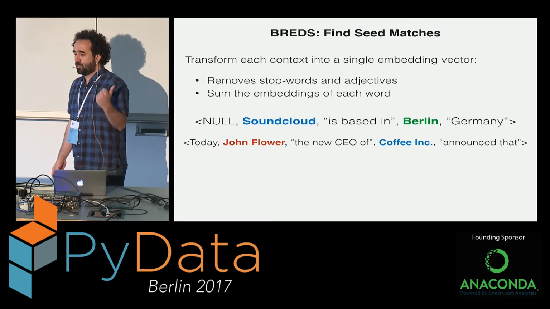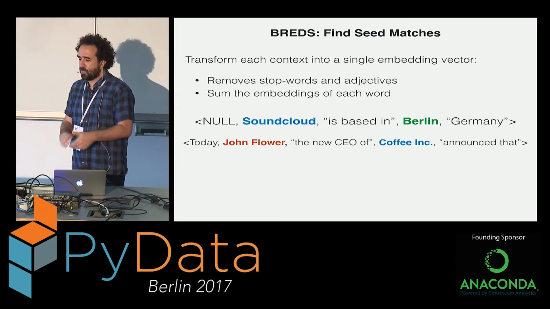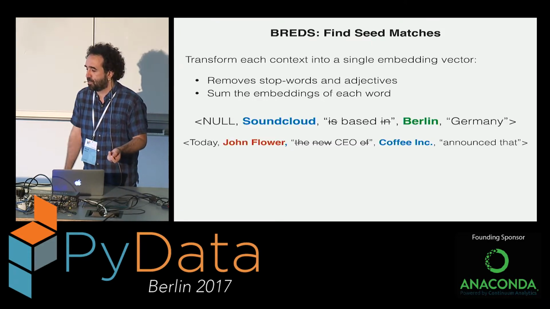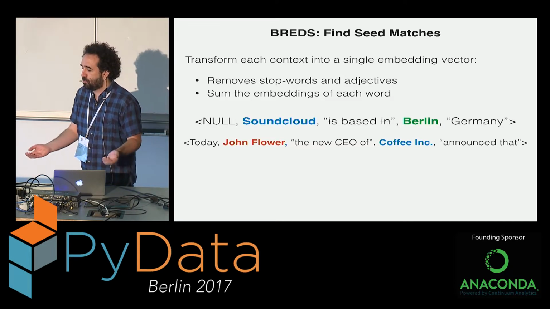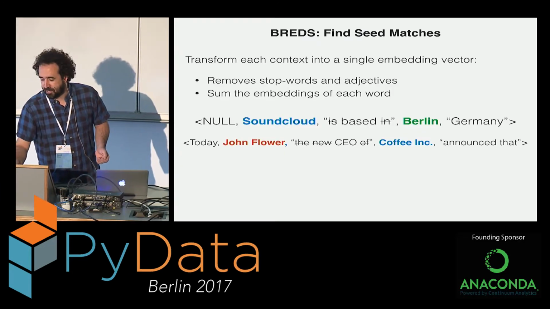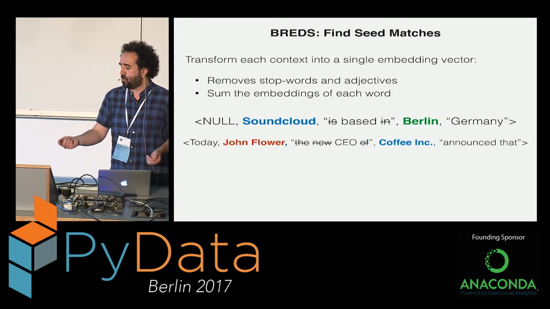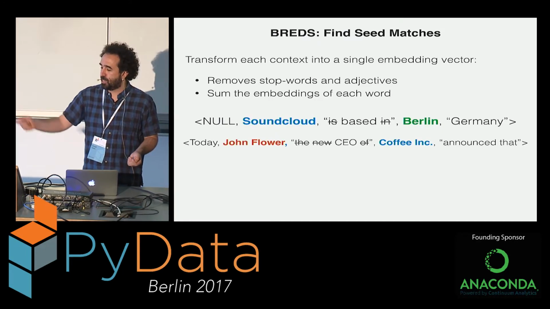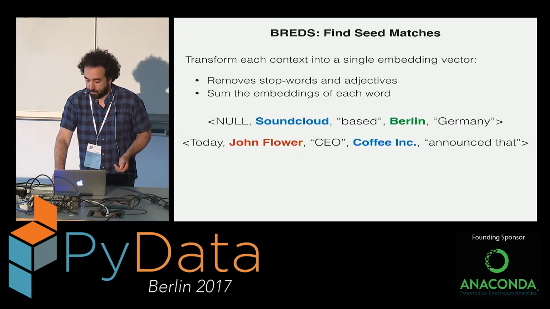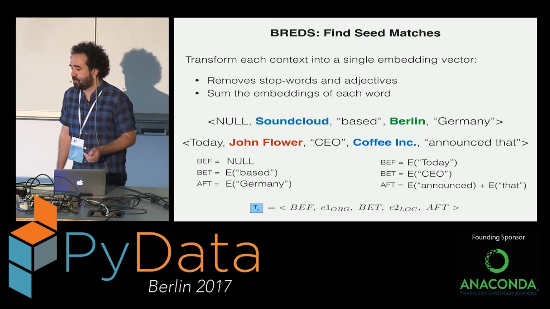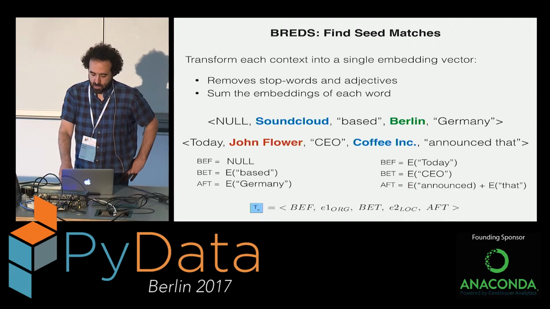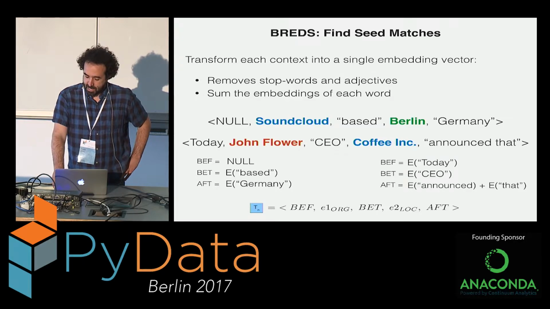So we had these tuples that were extracted before. Now we're going to remove stop words and adjectives. We get something like this. And now we're just going to use the embeddings. In this case, it's even perfect. These were hand-picked examples, okay? But you get just one word in the between context. You get two in the after context for the second sentence, but you just need to sum them. And yeah, this is clean. Now you just need to sum them, and you have, again, the same tuples that you had before in the original Snowball system.